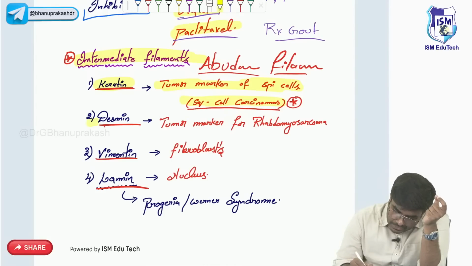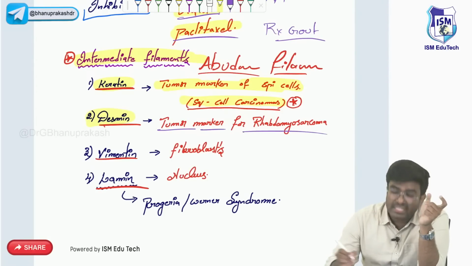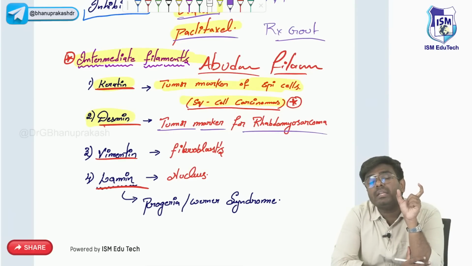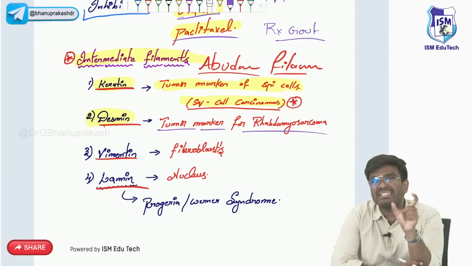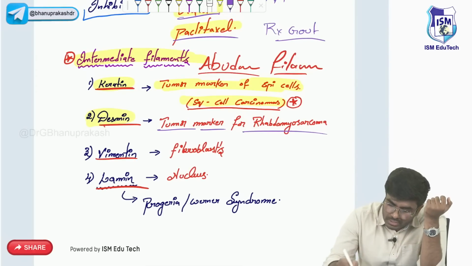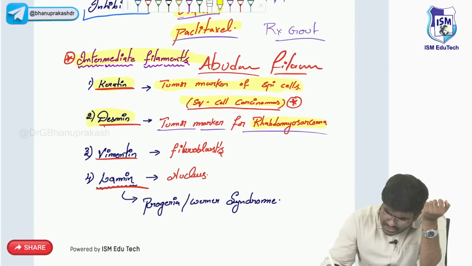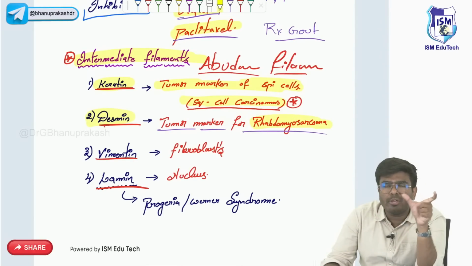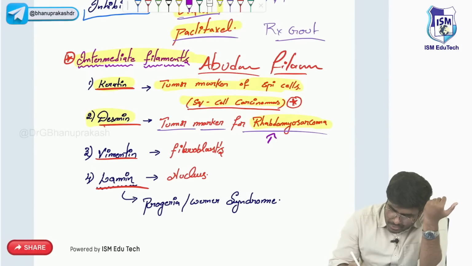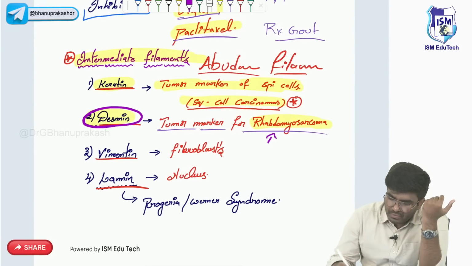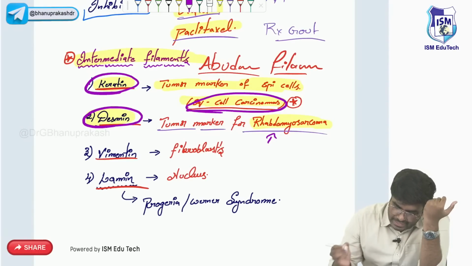Desmin is present mainly in the skeletal muscles. Desmin is the intermediate filament which is present in the skeletal muscles. Desmin is a marker for the cancer of skeletal muscles, that is rhabdomyosarcomas. So what is the marker of rhabdomyosarcoma? Rhabdomyosarcoma means cancer of skeletal muscles, right? So for rhabdomyosarcomas, the marker is desmin. For squamous cell carcinomas, the marker is keratin.